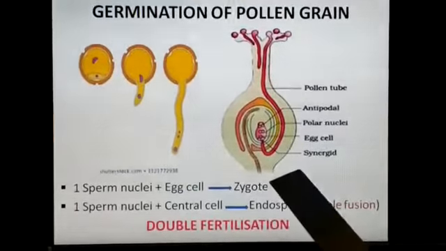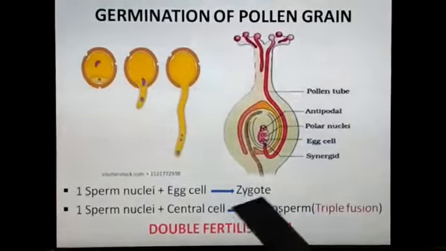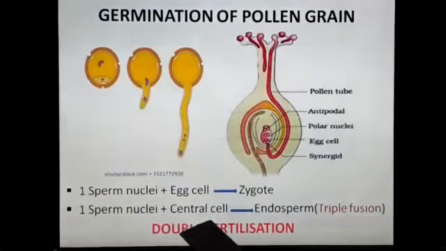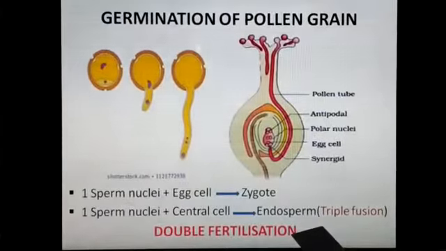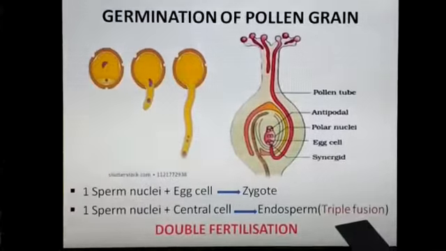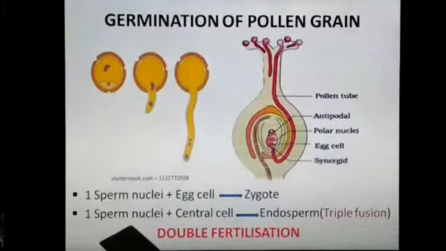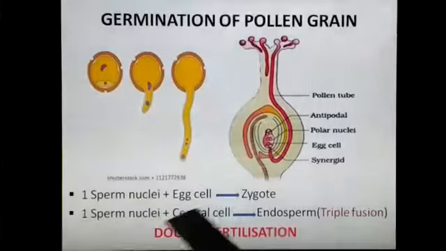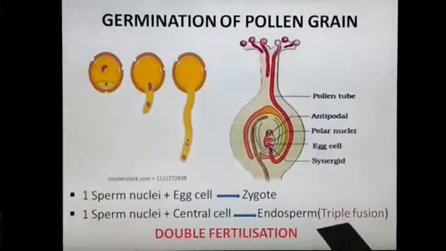So fertilization is completed in two steps. One sperm nucleus fuses with the egg cell to form zygote. Another sperm nucleus combines with two polar nuclei of the central cell to form endosperm. So therefore, fertilization in a flower is called double fertilization. Now, what is triple fusion? In the second step of fertilization, we see that one nucleus of sperm and two nuclei of the central cell fuse together. So therefore, it is termed as triple fusion. Triple, three. Fusion of three nuclei.